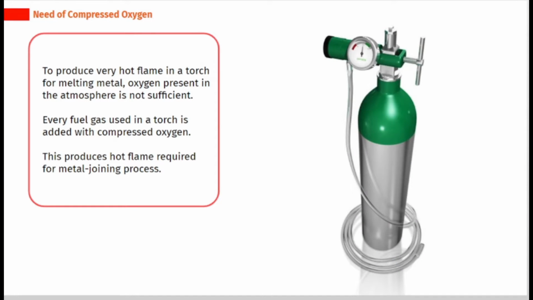To produce a very hot flame in a torch for melting metal, oxygen present in the atmosphere is not sufficient. Every fuel gas used in a torch is added with compressed oxygen. This produces the hot flame required for the metal joining process.